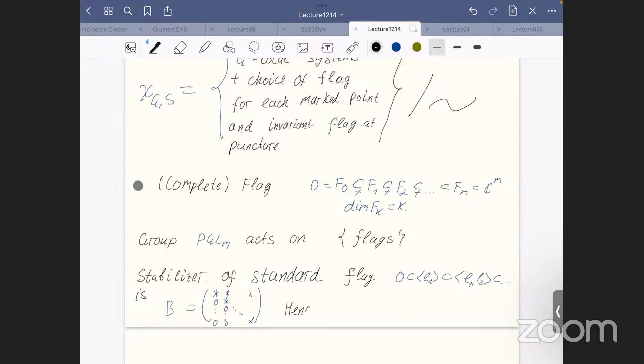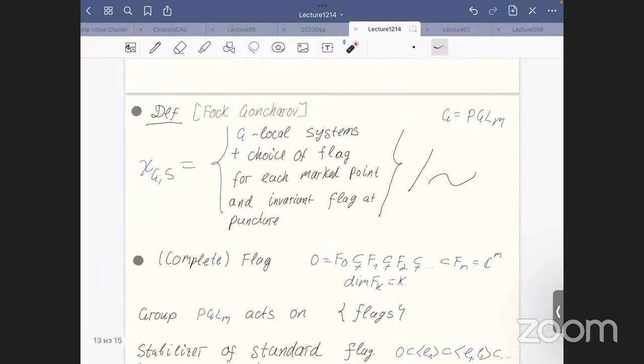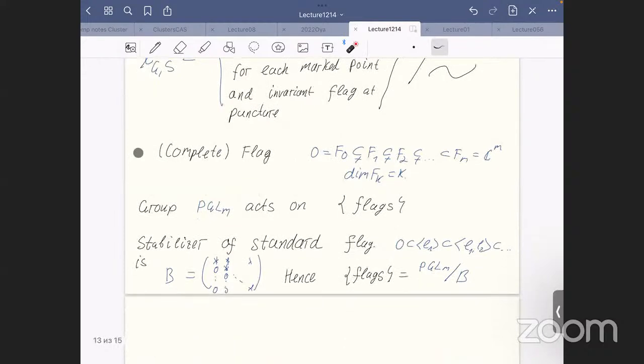Hence, the space of flags can be identified with the quotient PGLm by B. Here I also use the fact that PGLm acts transitively on the space of flags, so we can map each flag to the standard one. This I hope is obvious.